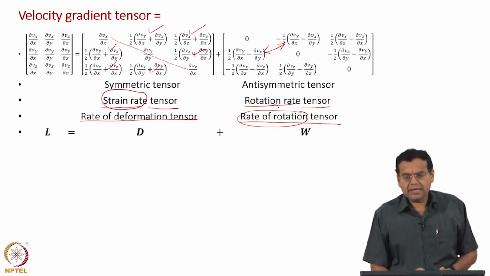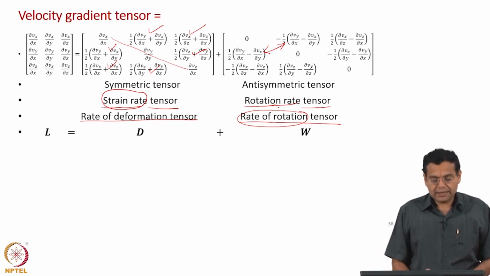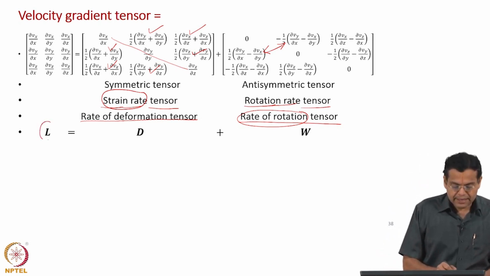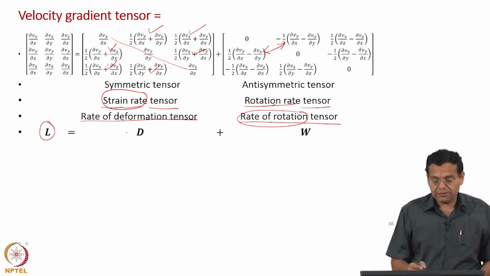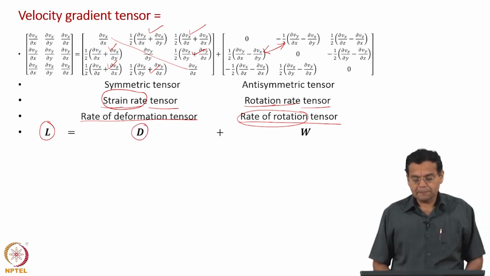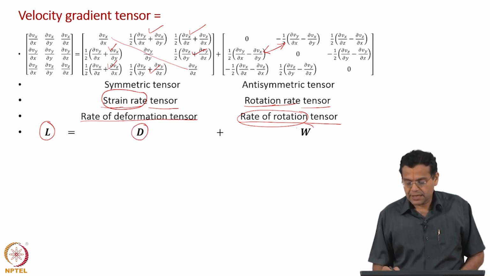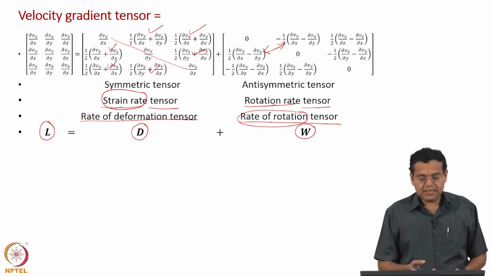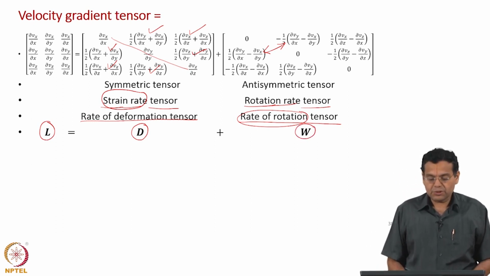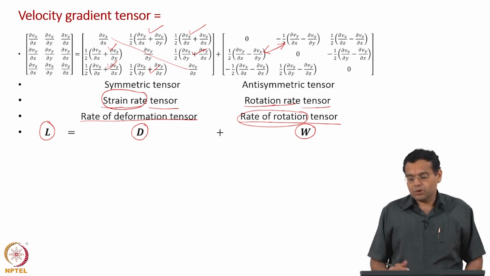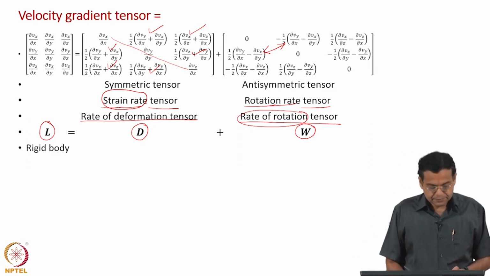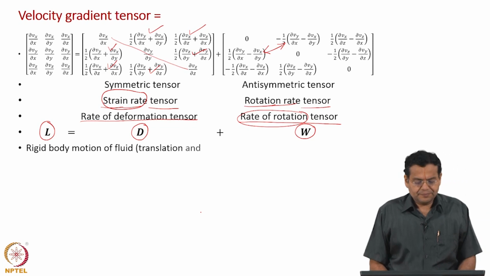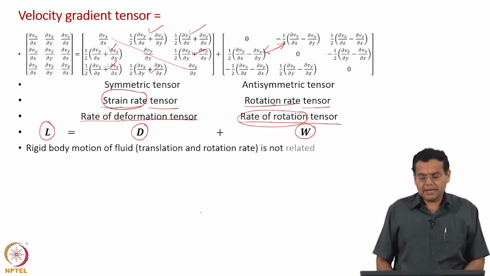We will introduce some nomenclature so that it becomes handy for us later on. The velocity gradient tensor on the left-hand side is L; on the right-hand side, the rate of deformation tensor is capital D and the rate of rotation tensor is capital W. D is used because it represents deformation. We use omega for rotation, so we are using capital W for the tensor. Now, whatever follows is once again analogous to what we discussed for solid mechanics.